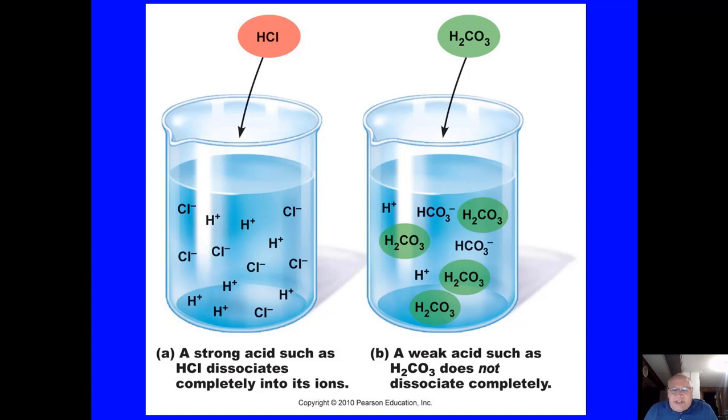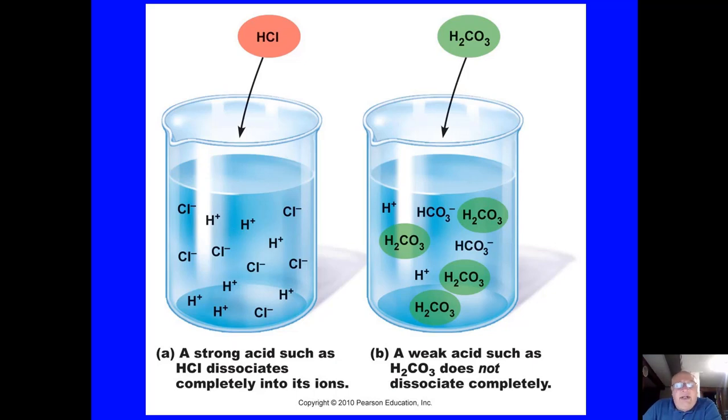You notice that the H2CO3 is still there in the green. There are some of them that dissociated. They broke up and basically became a hydrogen ion, and the HCO3 negative is a bicarbonate ion. Just like you'd see with sodium bicarb, except with sodium bicarb, you've got the bicarb ion and you've got the sodium, which would be plus.